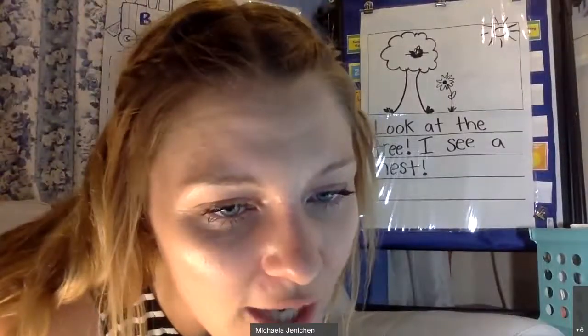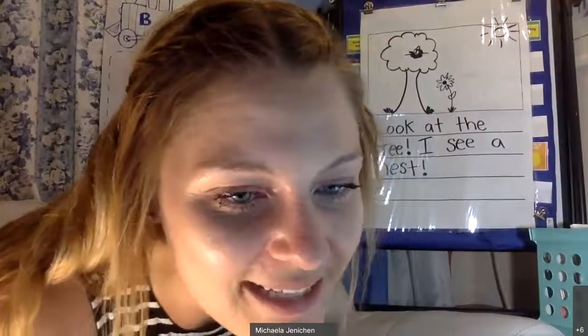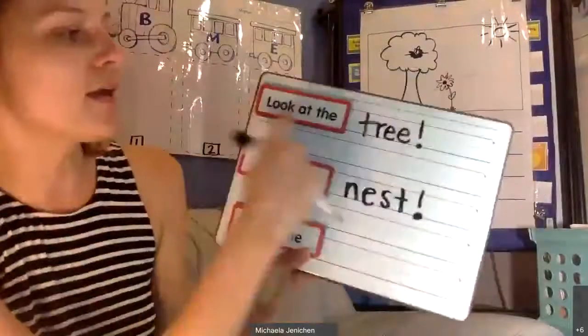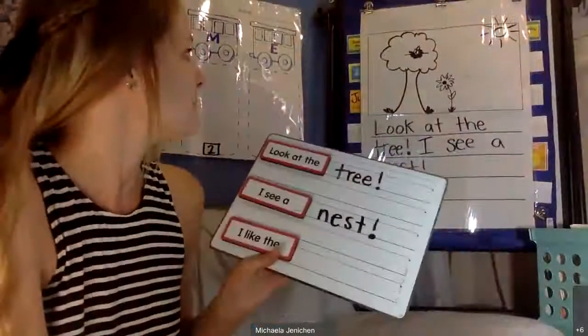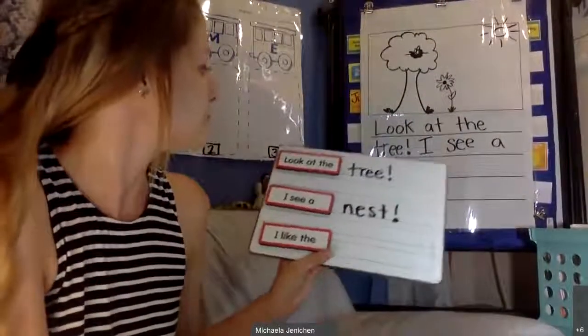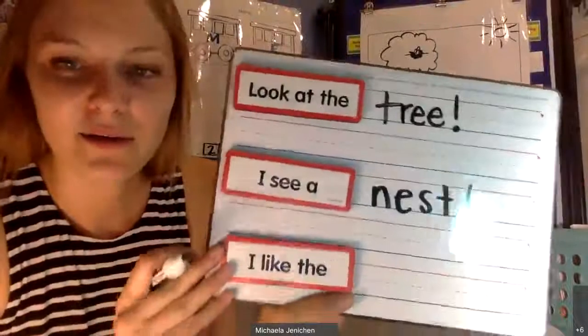I love that. Look at the car and tree. That's great. I like that you used a contraction. You used and. That's amazing, sir. Really nice job. That's amazing. I'm so proud of you. Really good. Look at the tree. I see a nest, or I see a flower. I see a sun. I want to know, what are you going to write next?